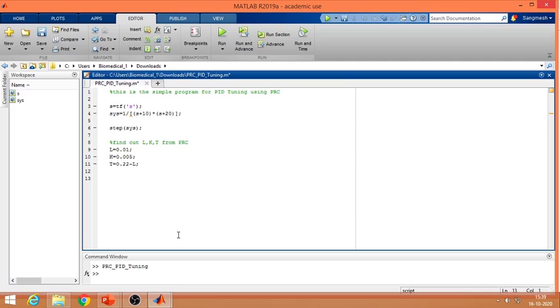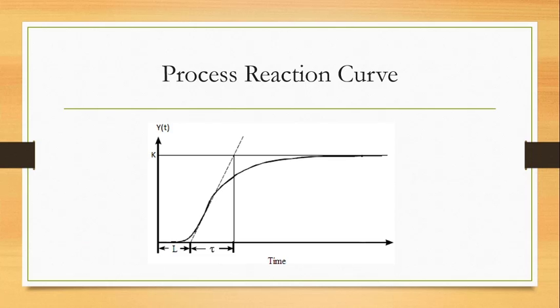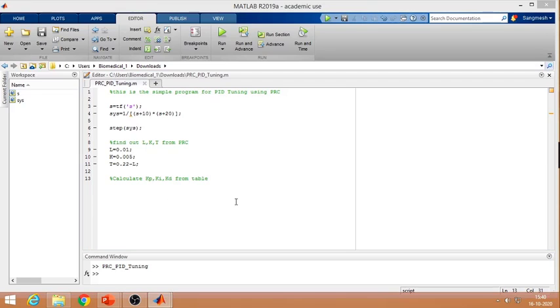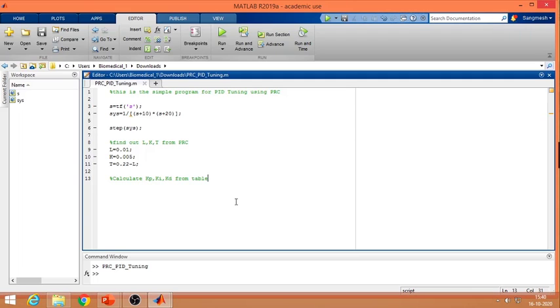Now what is our next task? Calculate Kp, Ki, Kd from the table. We have seen the table, and we want to find out Kp, Ki and Kd. Kp is what? It is 1.2 tau by L. So Kp is equal to 1.2 into tau by L, tau divided by L.